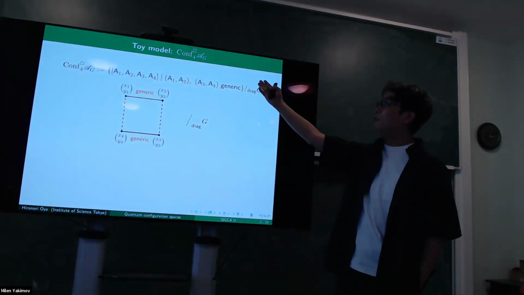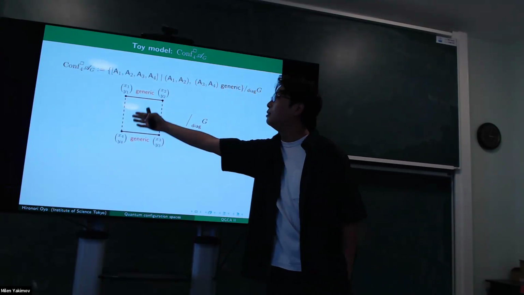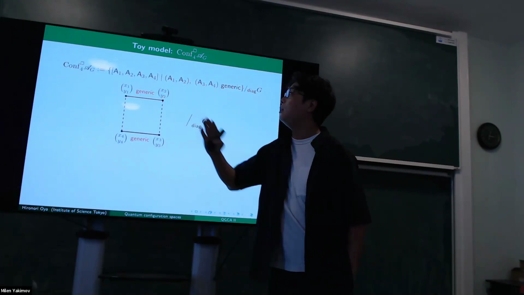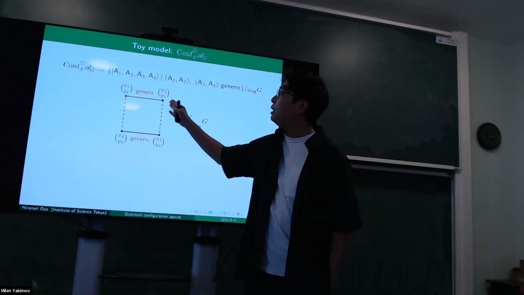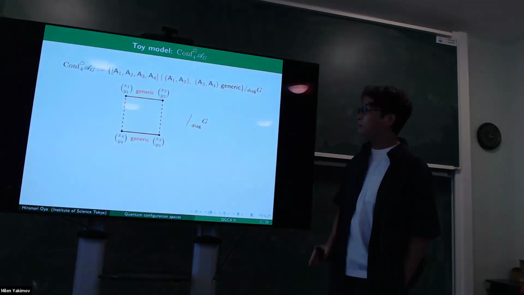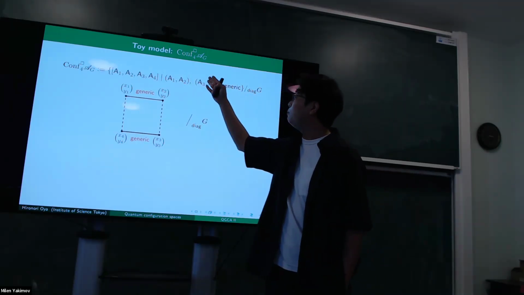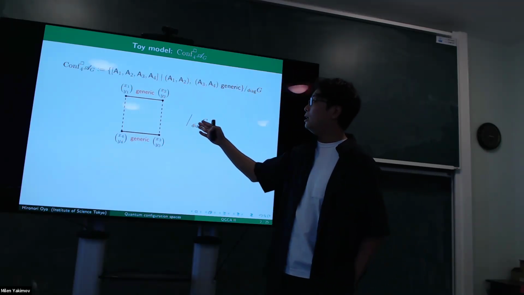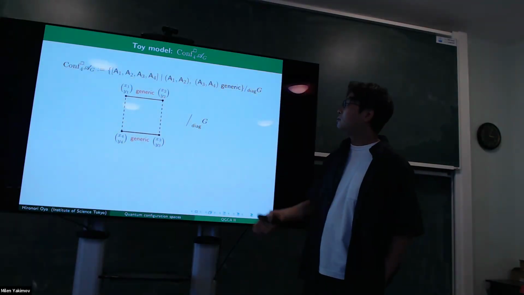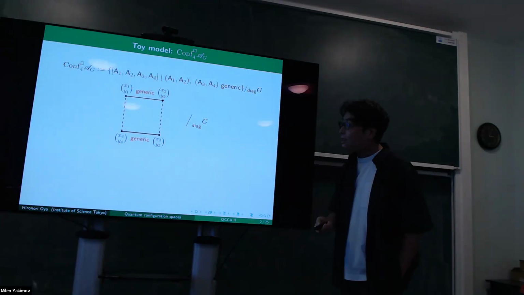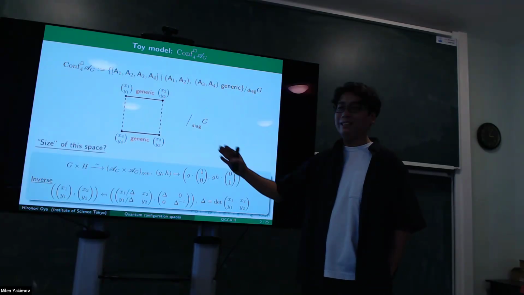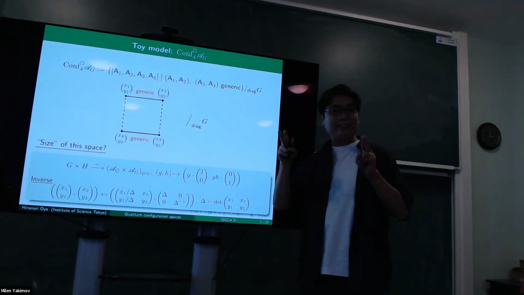Okay, and our configuration space is this. So this is the set of four decorated flags, where A1 and A2 are generic, and A3 and A4 are generic. And we divide this space by the diagonal action. So this SL2 acts on this space in a diagonal way. So we consider this kind of space. So this is our moduli space. And the first question is this one: what is the size of this space?